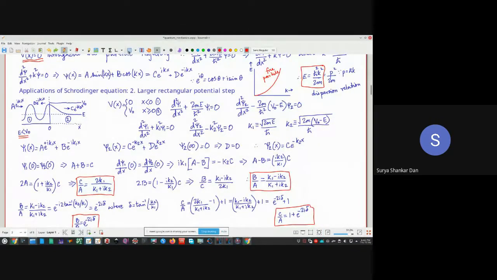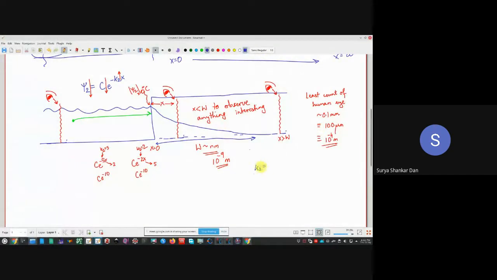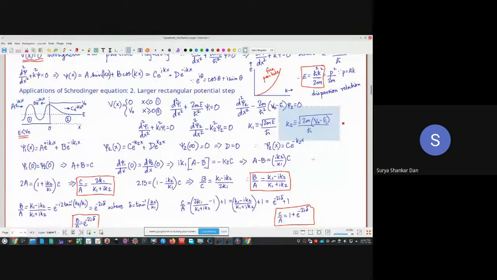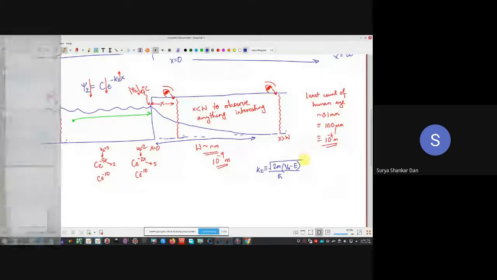ये वाला ना. I'll do one thing. मैं कामचोर आदमी हूं. Instead of this, I'll just copy paste. Okay, right. So I have just copy pasted that equation from our previous lecture. Okay, there is nothing new.